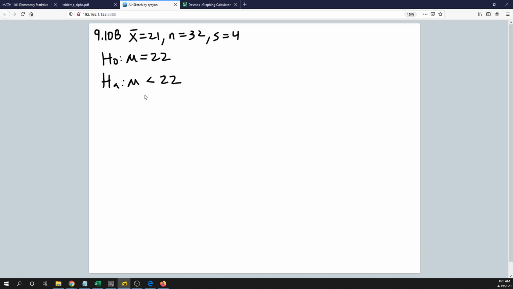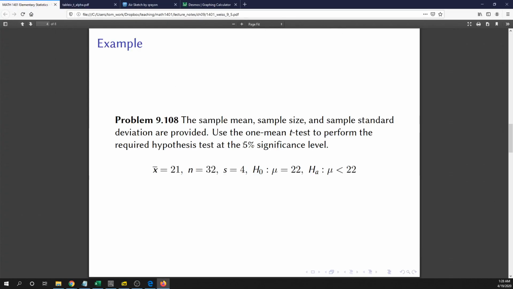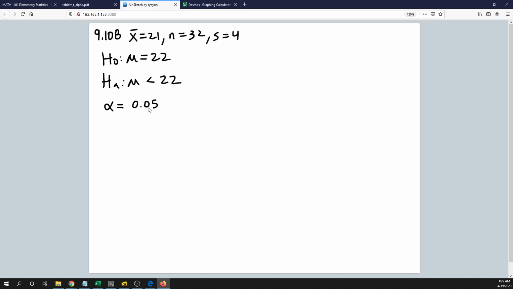Next up is to decide on the significance level. They just give us the significance level in the statement of the problem, as is usual. We're testing at the 5% significance level, so alpha would be 0.05.